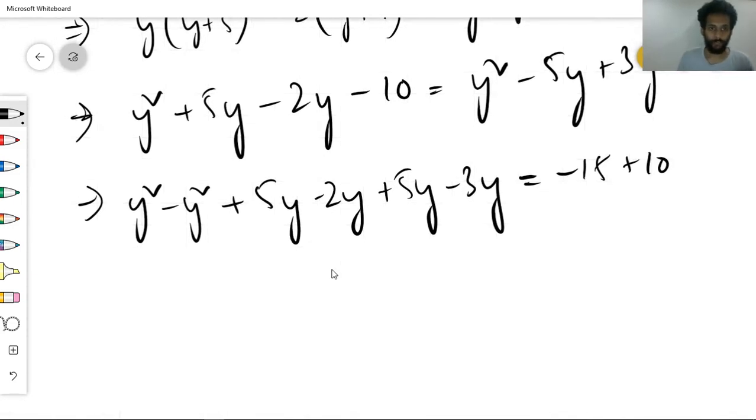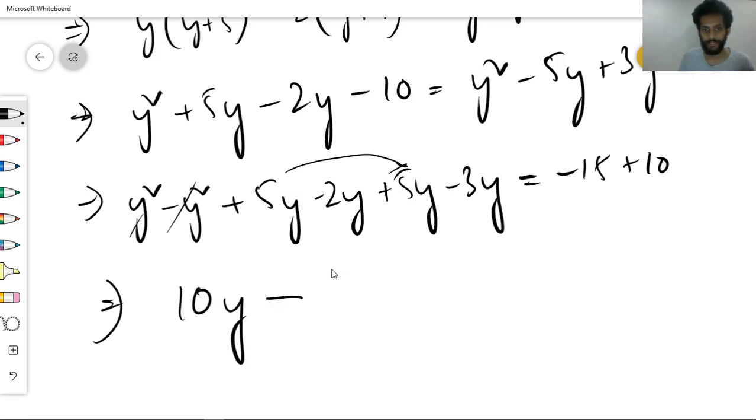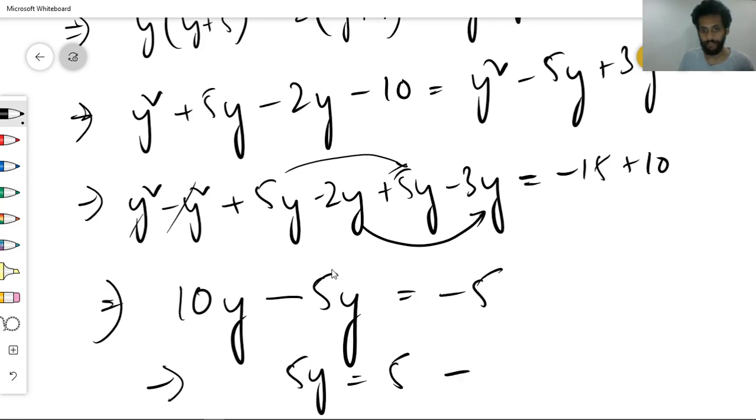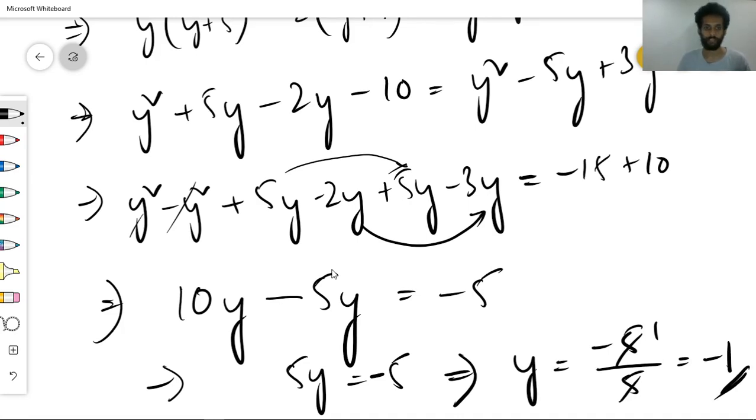Now this y square and y square will be getting cancelled, so nothing will be left here. Then let's do all the plus first. This one is plus, this one is plus, so 10y. This one is minus and this one is minus, so it will be 5y. This one is minus, so minus 5y. Okay, then this one is minus 5, so 10 minus 5 is 5y is equal to 5. This implies y is equal to minus 5 divided by 5, that is minus 1. This is the answer. Okay, minus 1 is the answer.